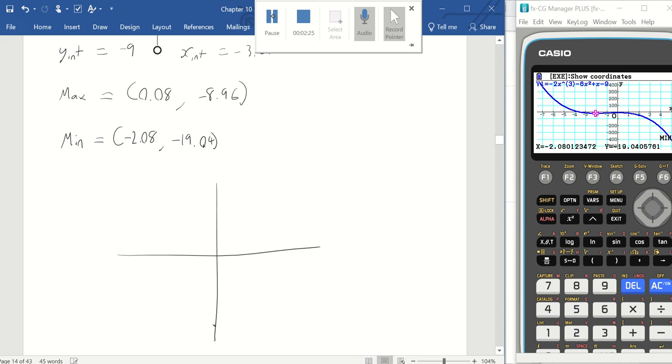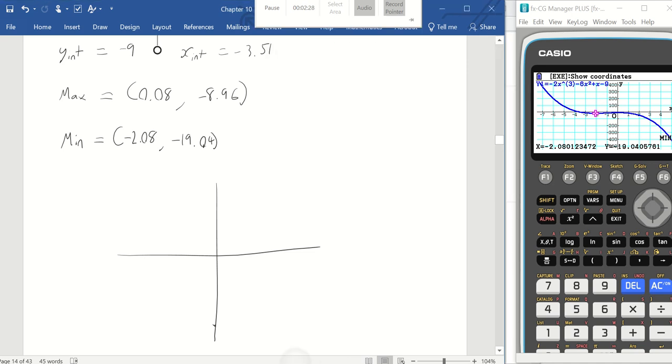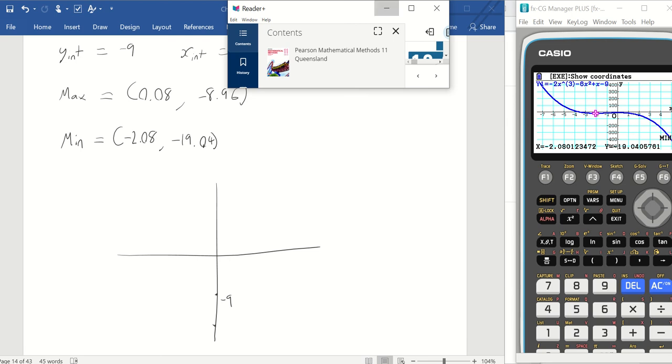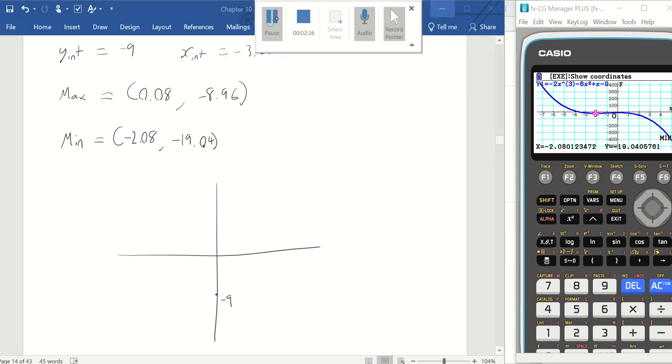Y-intercept at negative 9. Then I'm going to have my x-intercept at negative 3. Then I'm going to have a maximum at 0.08, negative nearly 9. And my minimum is going to be at negative 2, negative 19, so about down here.